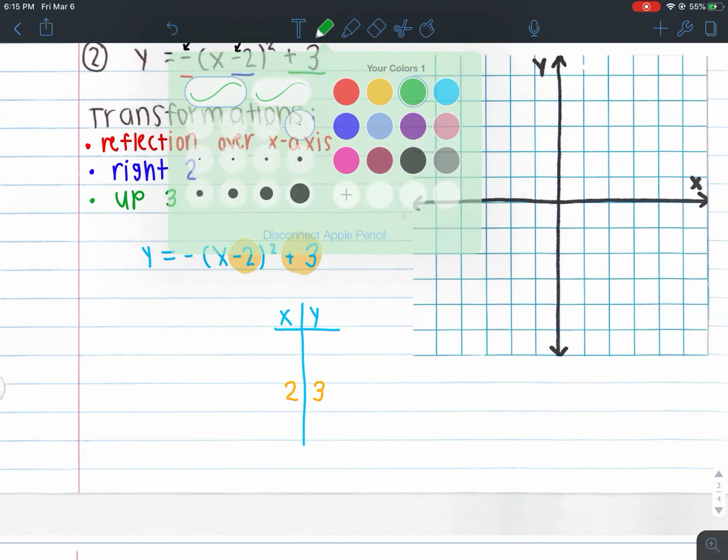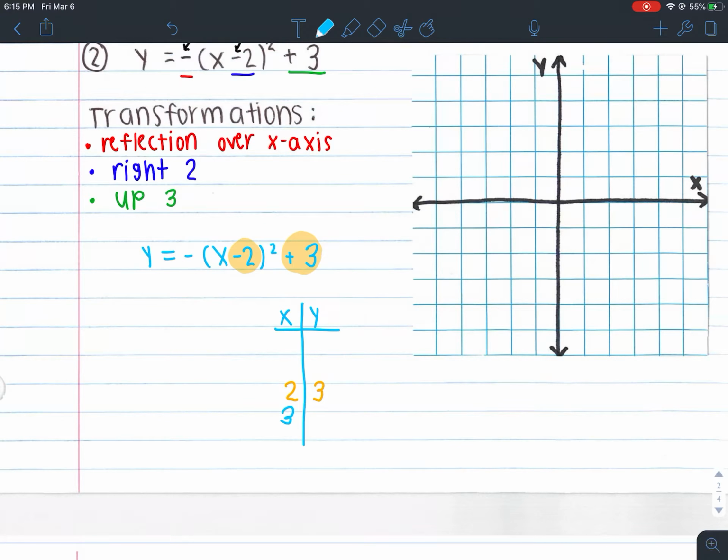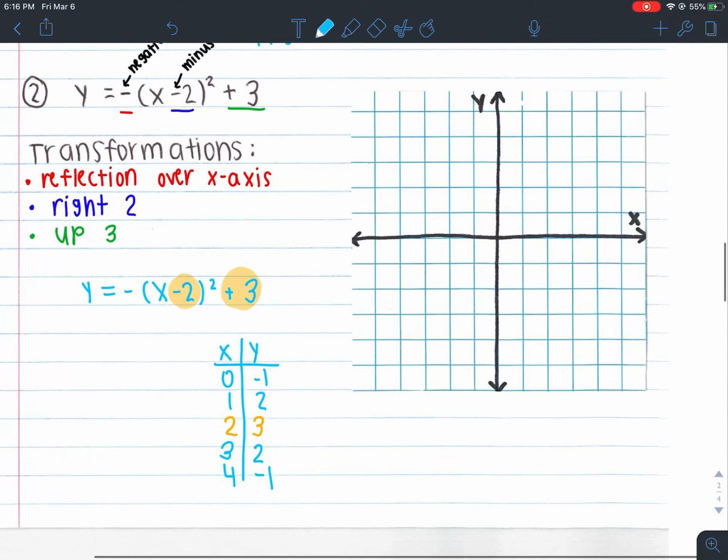The 2 numbers below that are 3, 2, and 4, -1. And then the 2 numbers above 2, 3 are 1, 2, and 0, -1. Remember, these should always match each other. And if they don't, then you might have written your table down wrong. Okay, so we're going to plot this. 0, -1, 1, +2, 2, +3, 3, +2, and 4, -1.